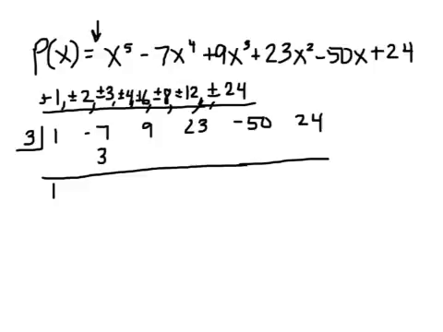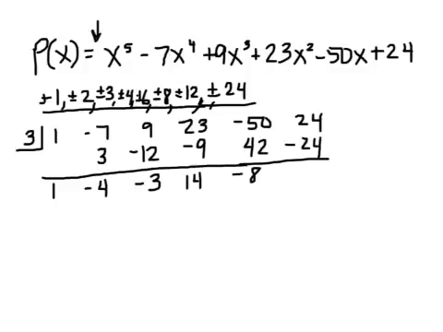1 times 3 is 3, minus 4, negative 12, minus 3, negative 9, 23 minus 9 is 14, times 3, 42, right? Negative 24, and 0. So I got lucky. I found one right away, where I didn't know it was going to happen, but I found one because this number right here is 0. So that is one of my answers.